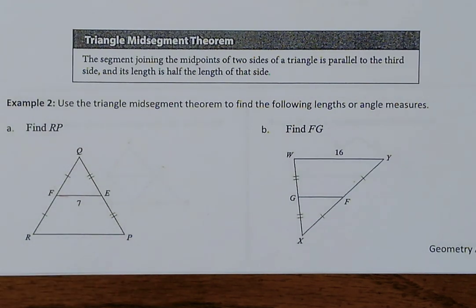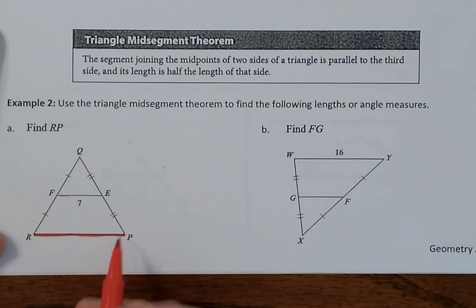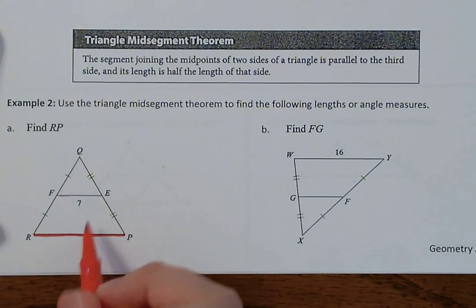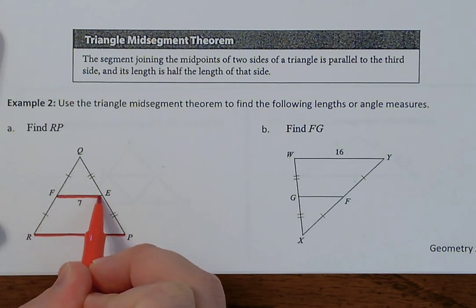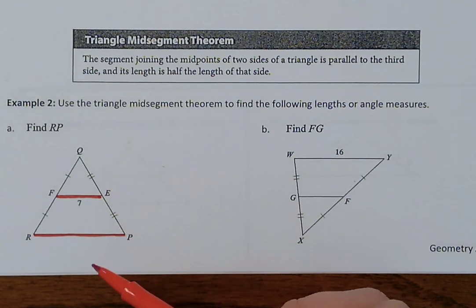So using that, for example 2, they state to use the triangle midsegment theorem to find the following lengths or angle measures. So the first two problems in example 2 are going to have us dealing with side lengths. For A, it wants us to find the length of RP, which is this segment right here. According to the midsegment theorem, I know that RP is parallel to FE, and that FE is equal to half the distance of RP.